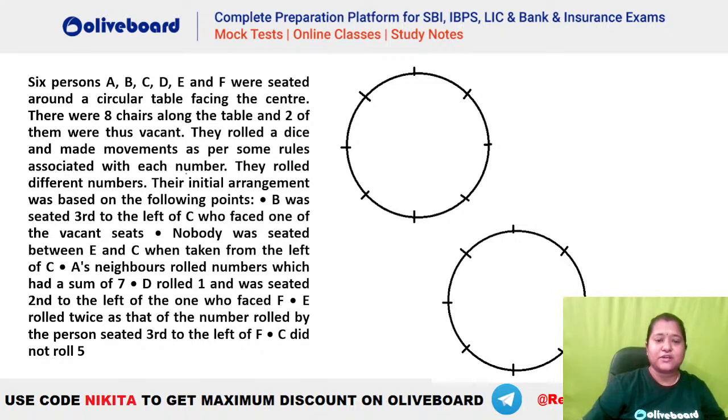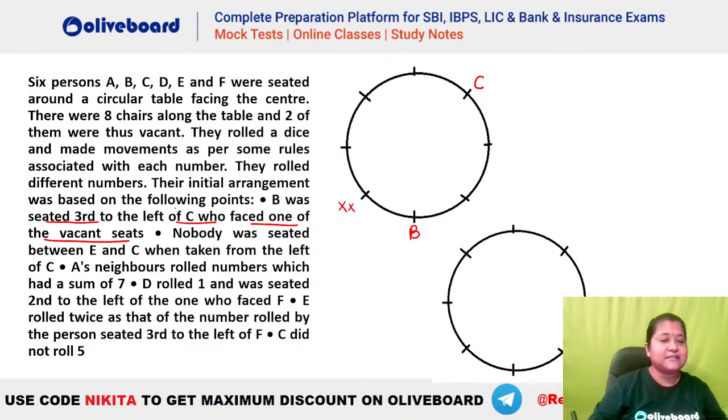Let's see. So it is given B was seated third to the left of C, who faced one of the vacant seats here. So let's say this is your B, right? So B is third to the left of C, will be like this, and C is facing one of the vacant seats. We know that there are two vacant seats in here. So this is the first case, let's say. These people are facing the center. B is third to the left of C, and C is facing one of the vacant seats in here.